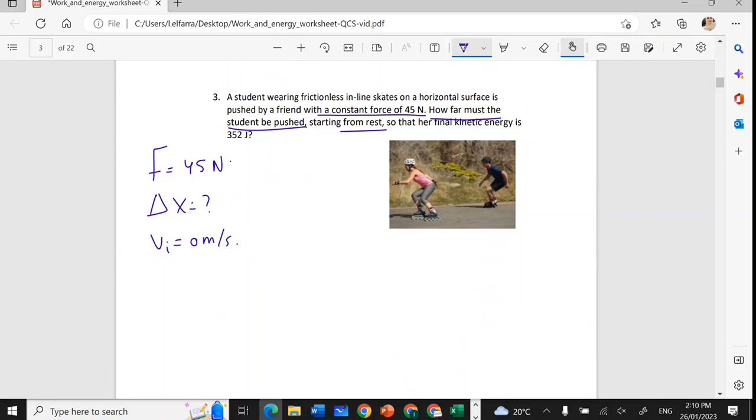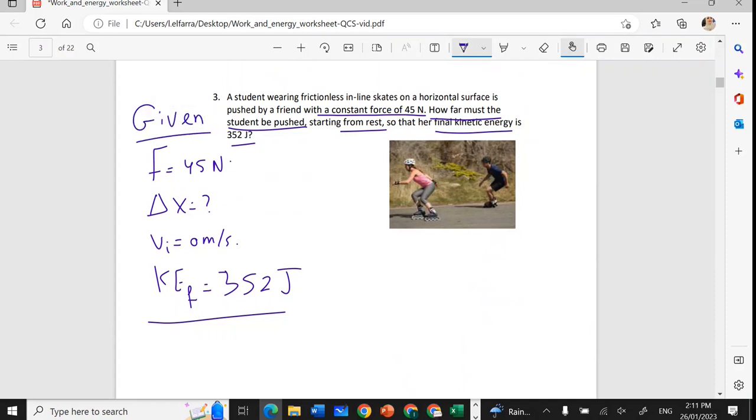So here the final kinetic energy equals 352 Joule. Again, we have applied force, and this force causes the object to change its velocity, to change its kinetic energy. So it's the work energy theorem. Always we write the given and check the units. The units are consistent: meter per second, joule, Newton, all of them SI units. I don't need to convert.